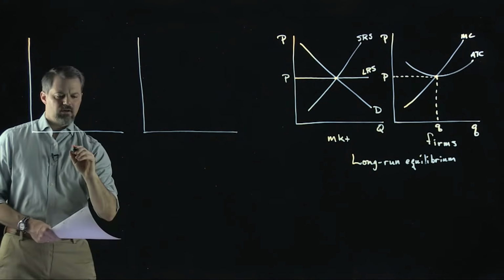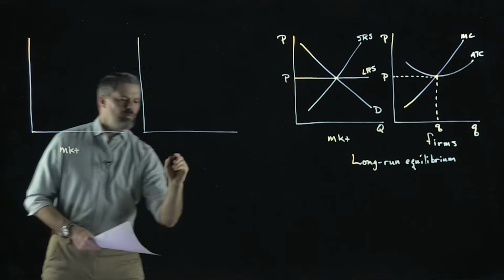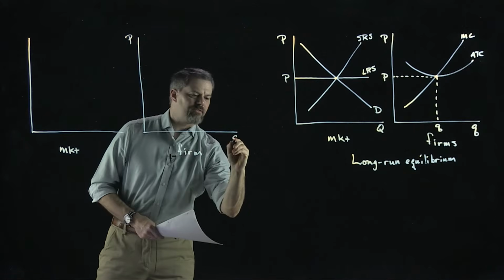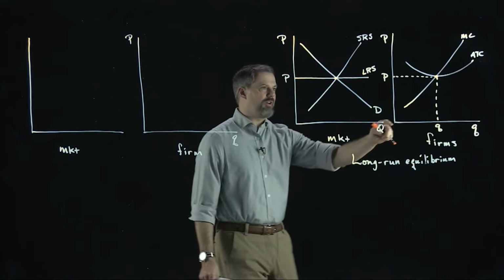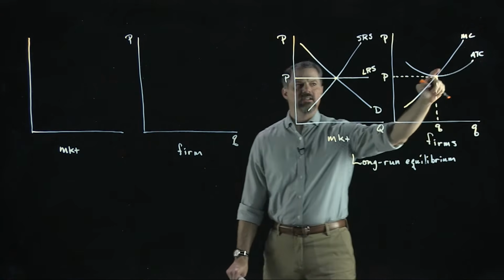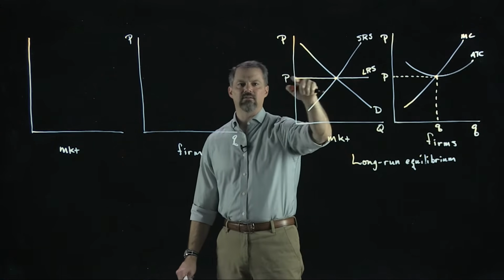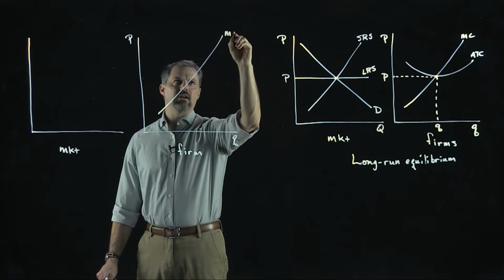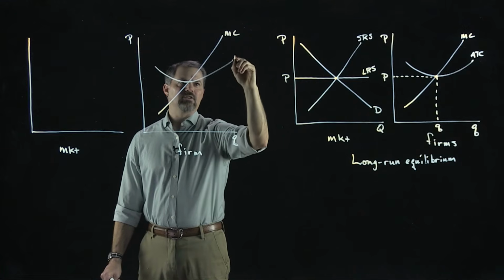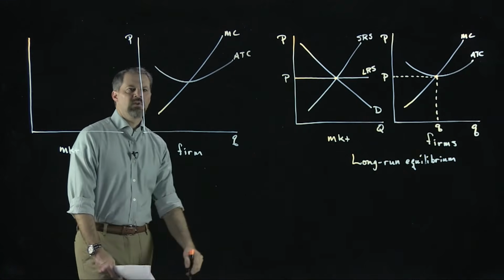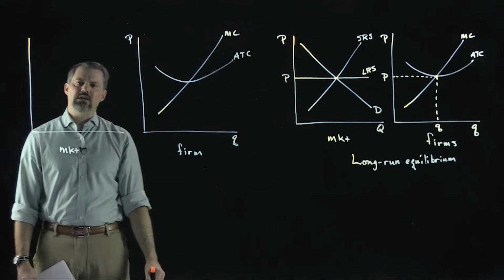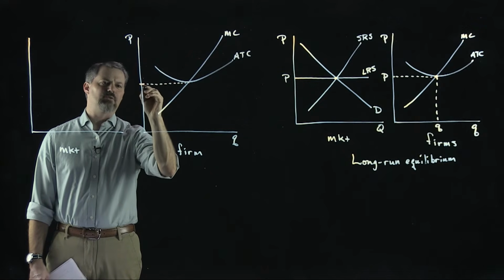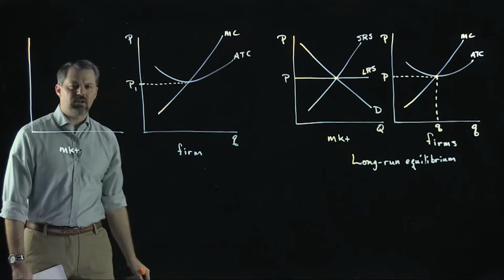So we've got over here our market. We've got here our firm. I believe that it's easier to start with the firm picture because we need to know where this average total cost curve is in order to figure out the price at which the firm is going to earn zero profit. So go ahead and put your marginal cost curve in here and your average total cost. Once we've got the average total cost curve, we can figure out the price at which this firm would earn zero profit, and it's right there. I'm going to call it P1.